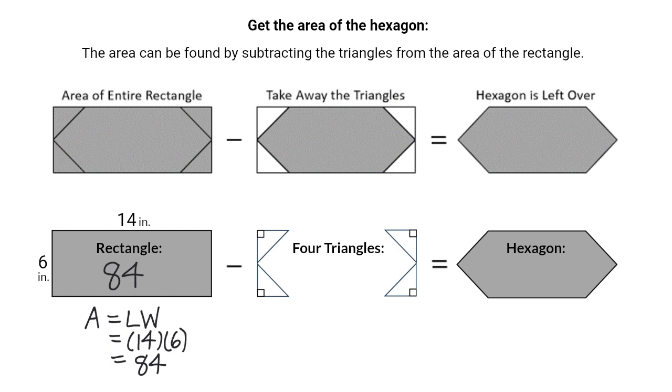In the previous step, we found out that the combined area of the 4 triangles was 18. So now at this point, all we need to do is subtract the 2 answers. And 84 minus 18 should give you 66. So the area of the hexagon is 66 square inches.